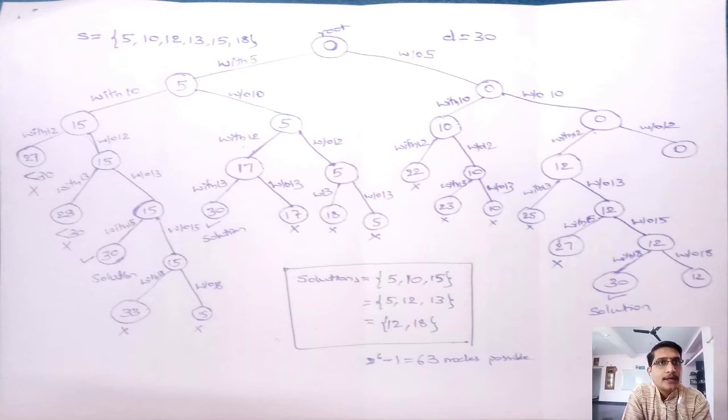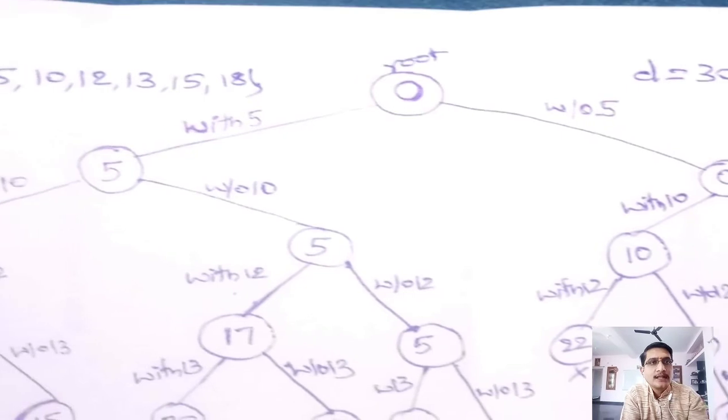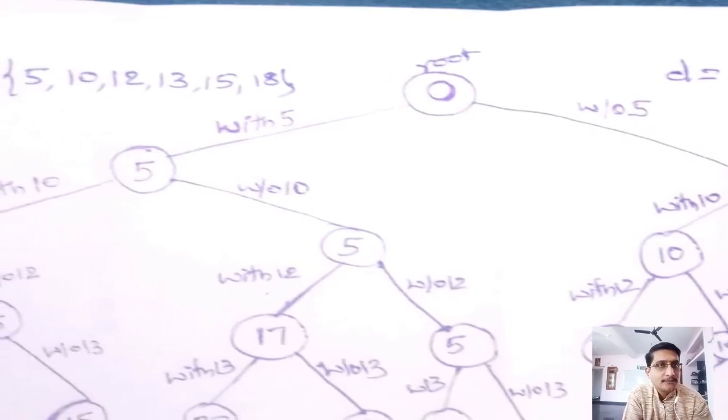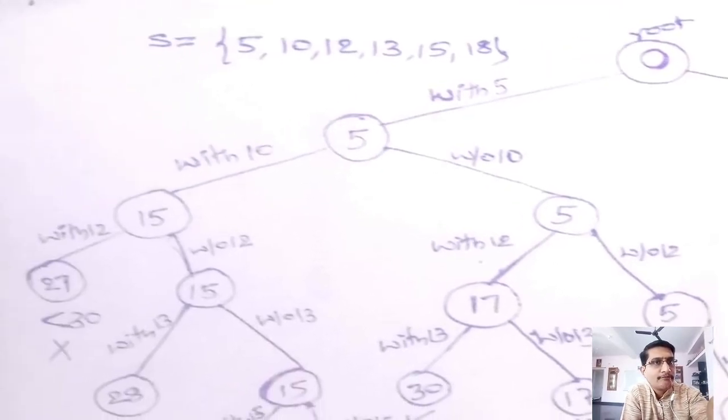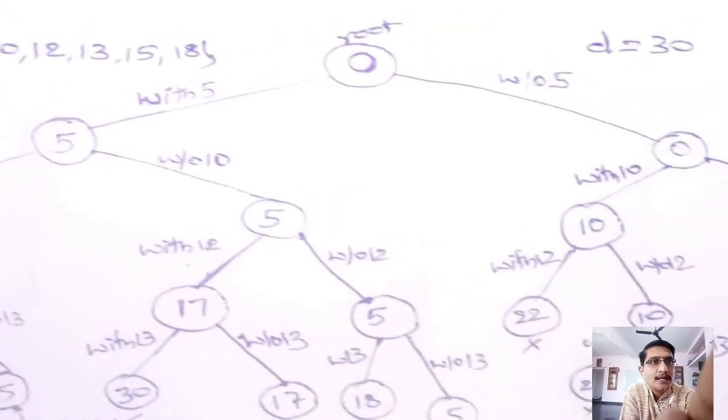That's it. So initially in the root, no items are considered, so the sum will be 0. We need to go for backtracking, that is depth first search. We will go on including the elements of the set they have given. First we will include 5. So with 5, 0 plus 5 is equal to 5. The next item to be considered is 10. With 10, 10 plus 5 is equal to 15. Then the next item is 12. 12 plus 15 is 27, and the total we need to get is 30.